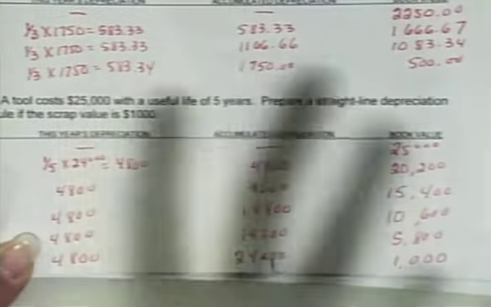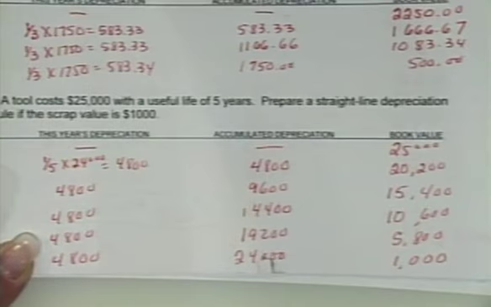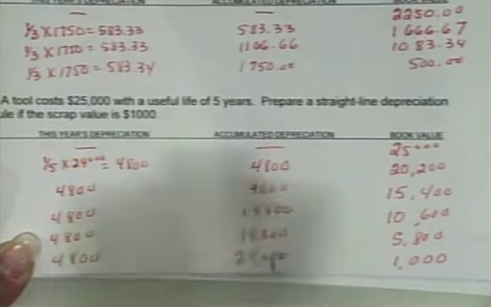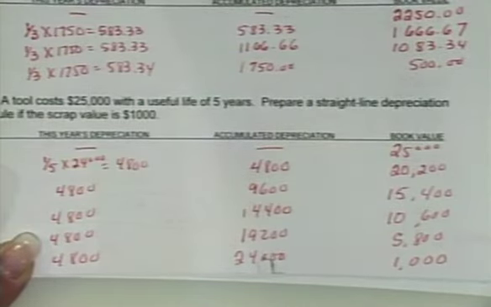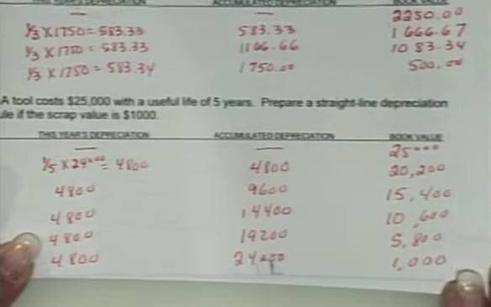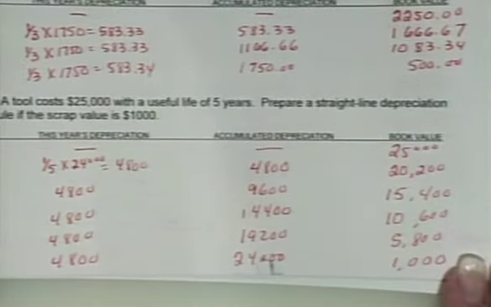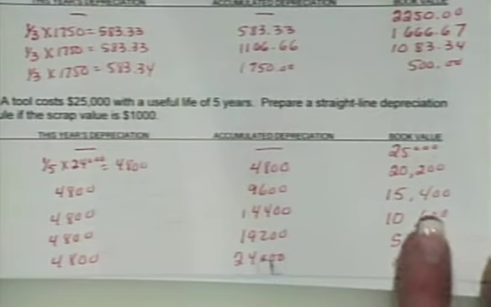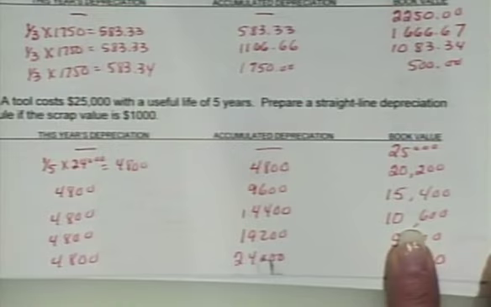Instead of just trying to randomly figure those out, my suggestion is make your columns, line it up, do a depreciation schedule, and then you can answer the question. If I asked you in this last problem, what is the book value at the end of year 3, the answer would be $10,600. But I couldn't have come up with that number without this schedule. So you understand what I'm saying?